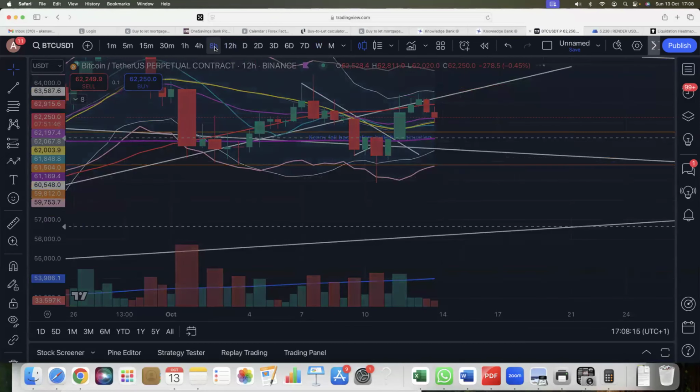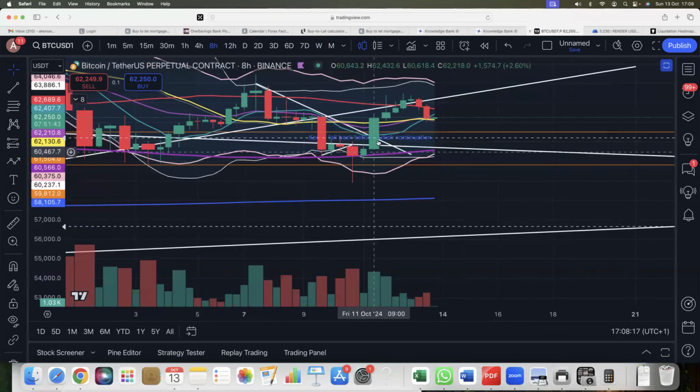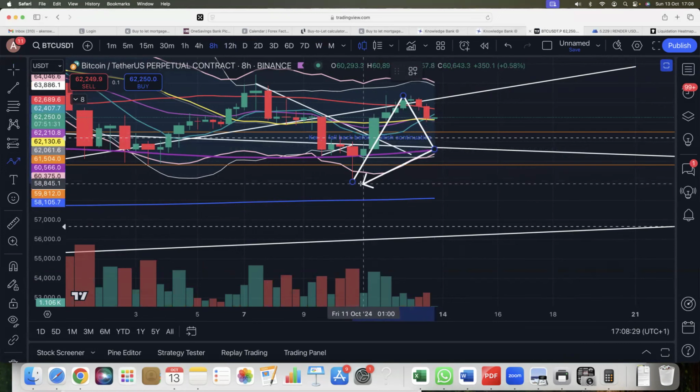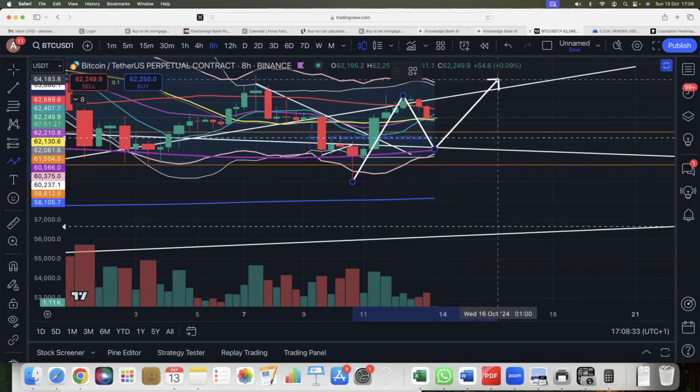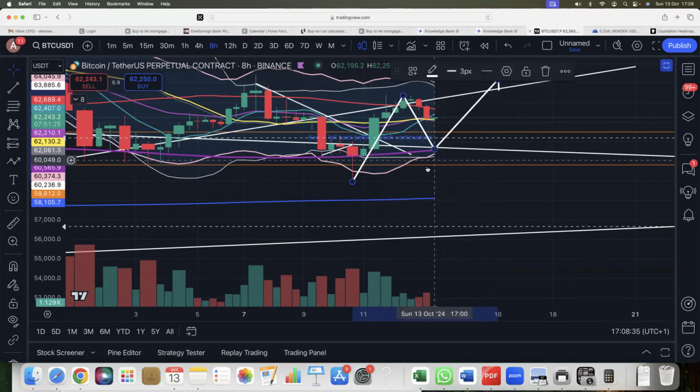If you go on the 8-hour chart, again, we've done a beautiful move here. And normally what you want to see is when you do a move like that, you want to see a retrace, right? So a lower high, no, a higher high. This is higher than that. So that's a higher high and then you continue the journey. So that's what we want to see. So we want to see us come back down and continue.